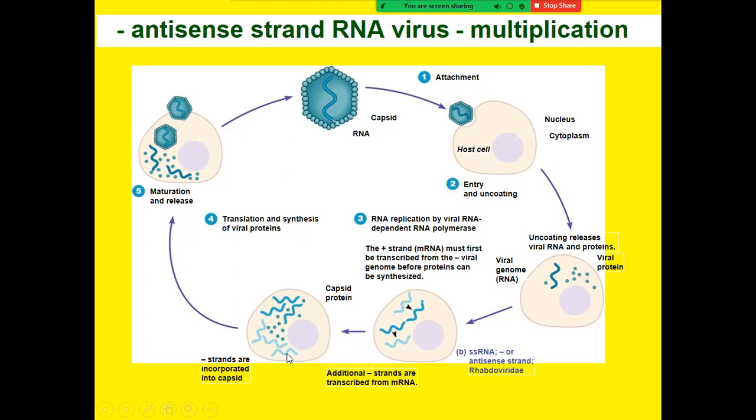The positive strand, shown here, is then translated to make the viral capsid proteins. The viral capsid proteins get together with the newly replicated negative strand viral genome to make the new virions. And then the new virions either bud out of the cell or something similar to that. And if they're a lytic virus, they lyse the cell, releasing the newly replicated virions. Any question about viral multiplication?